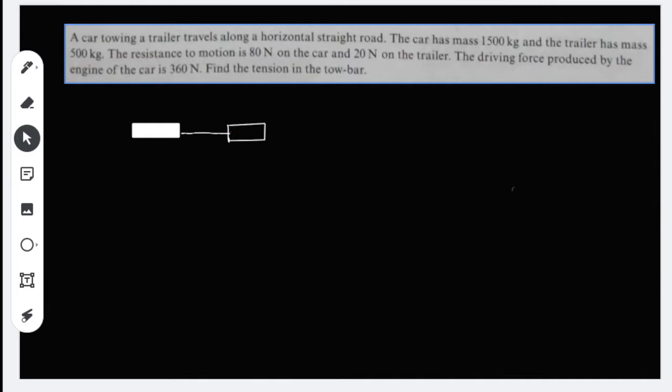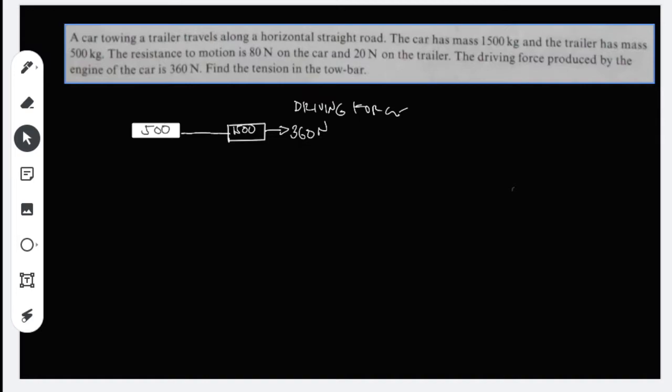Now going forward, we have our 360 newton. This is the driving force given in the problem. So the driving force is 360 newton. Again, this diagram that I will be showing, this is the trailer and the car together. We will consider them together and then get the acceleration by using Newton's second law. Based on the given, the mass of the car is 1,500 kilograms and the mass of the trailer is 500 kilograms.